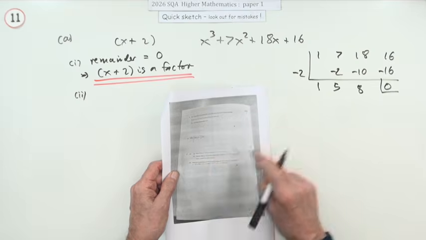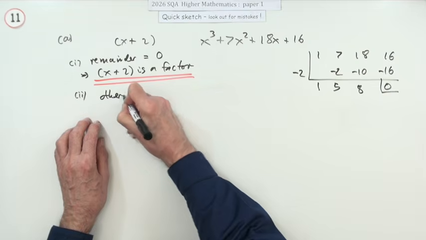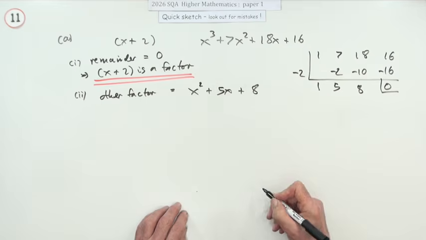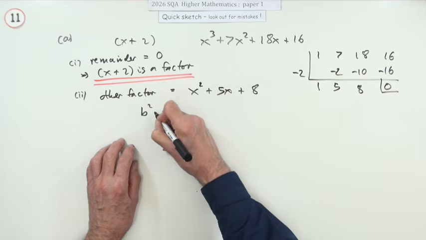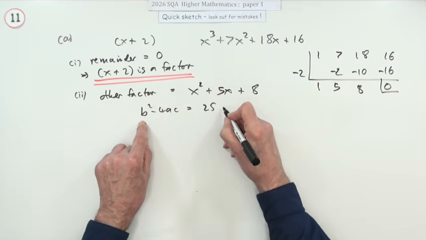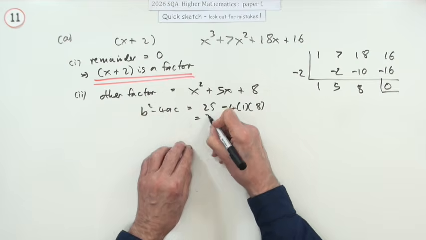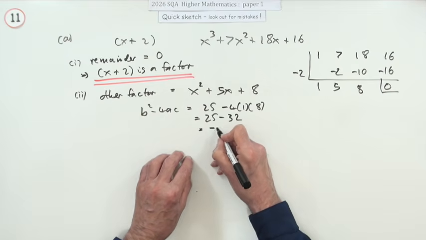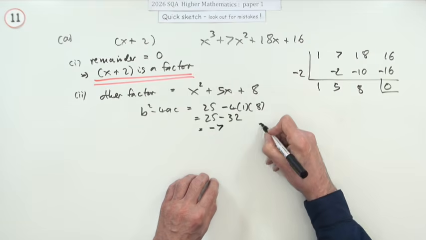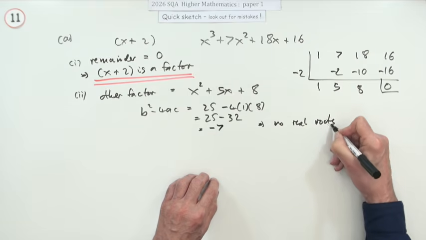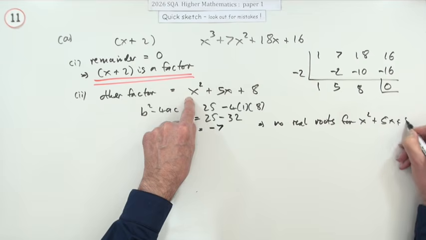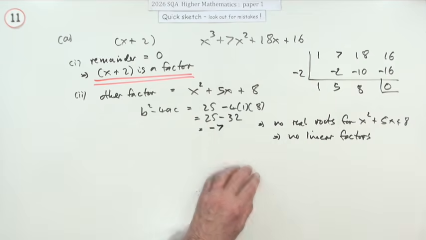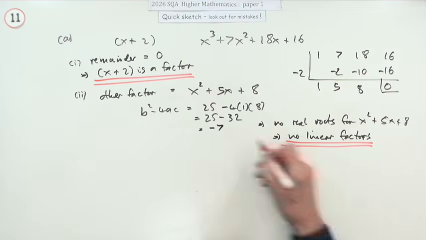Now part 2 says show that it's the only linear factor, so there must be something wrong with that other factor, with that x squared plus 5x plus 8. It must be that you can't factorise it. You can always test that. Get the discriminant. B squared minus 4ac, 25 minus 32. Now that's a negative. It's negative 7. Negative 7 is less than 0, which means there's no real roots. And if there's no real roots, then it won't factorise. And if it won't factorise, then there's no linear factors.